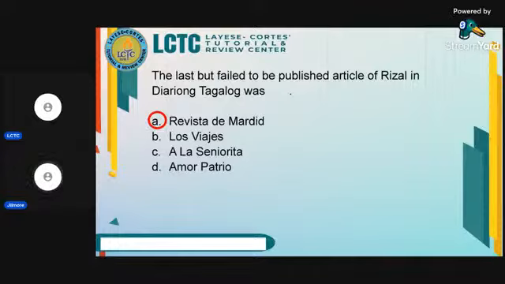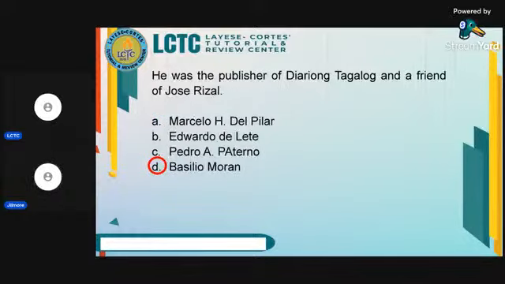Next, the last but failed to be published article of Rizal in Diario Tagalog was Revista de Madrid. Los Viajes is published in La Solidaridad. Amor Patrio, Love of One's Country, is still published in Diario Tagalog. A la Señorita is a poem dedicated to Consuelo. If Marcelo H. Del Pilar was the founder of Diario Tagalog, the publisher of Diario Tagalog was Basilio Moran.